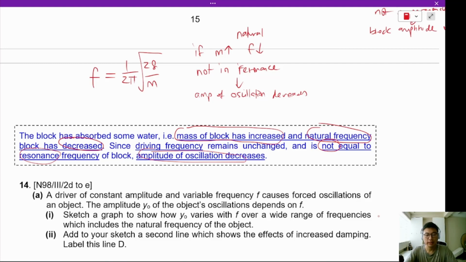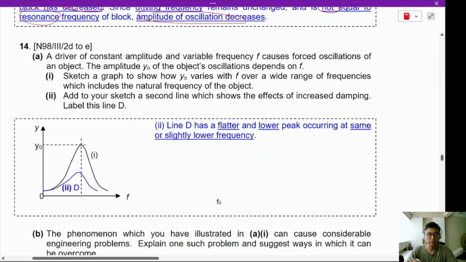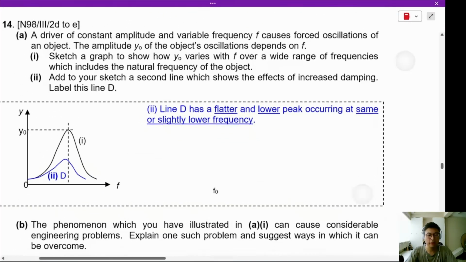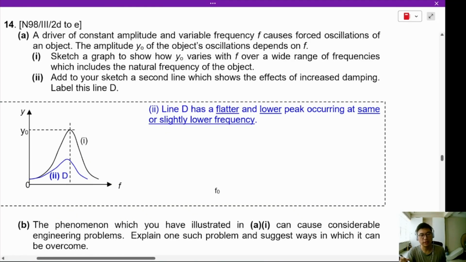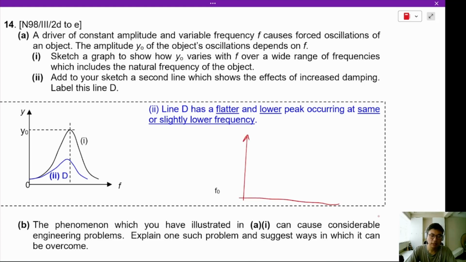Alright, and now let's take a look at question 14. A driver of constant amplitude and variable frequency causes forced oscillations. Show how the amplitude of the oscillations varies over a wide range of frequencies. Now this is basically copying over from the graph. Okay, so this is y and this is f. So we determine that there is a natural frequency f0.